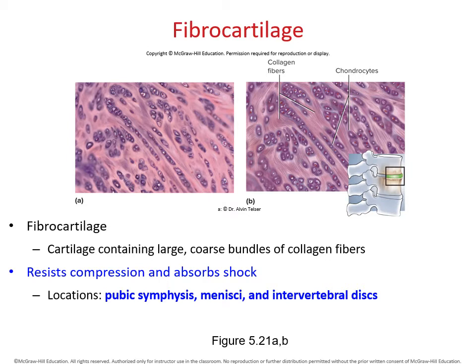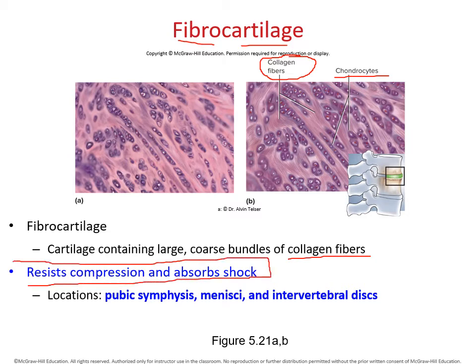All right, how about one more? Fibrocartilage. Fibrocartilage is best known for the fact that it has bundles upon bundles of collagen fibers mixed in with the matrix and the chondrocytes. And once again, the collagen fibers are going to be excellent because they're going to help us resist and absorb a lot of shock and compression. So we're going to find it in areas like the pubic symphysis, which basically sits between the hip bones, the meniscus of the knees, and the intervertebral discs. These are little discs that stack in between the vertebra, which are the bones that make up your back.